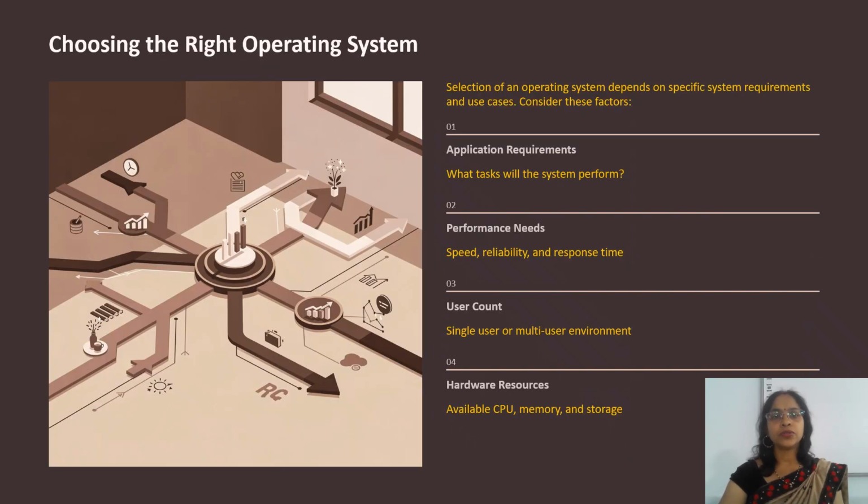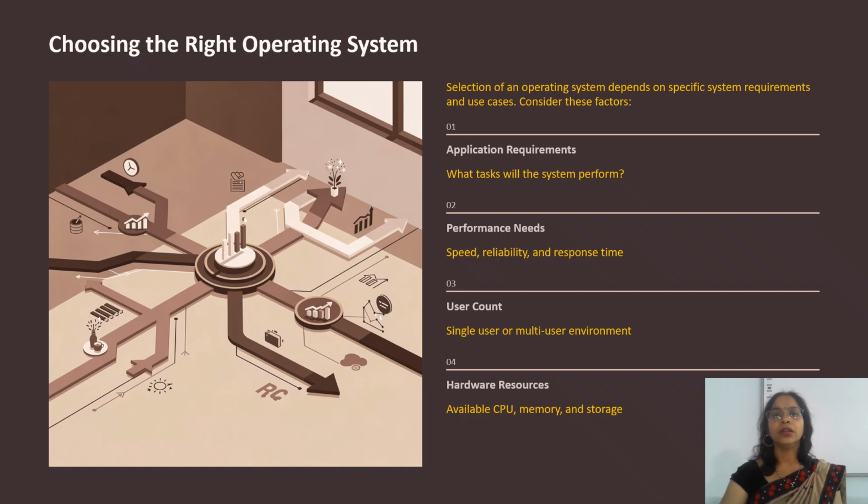Now, how do we choose the right operating system? Selection depends upon application requirements and performance needs. Performance means speed, reliability and response time. Application requirement means which type of task we have to perform. User count means single user or multi-user. It also depends on the hardware resources: how many CPUs are available, how much memory, how much storage. These all matter for selecting the best operating system. We consider any one of them.